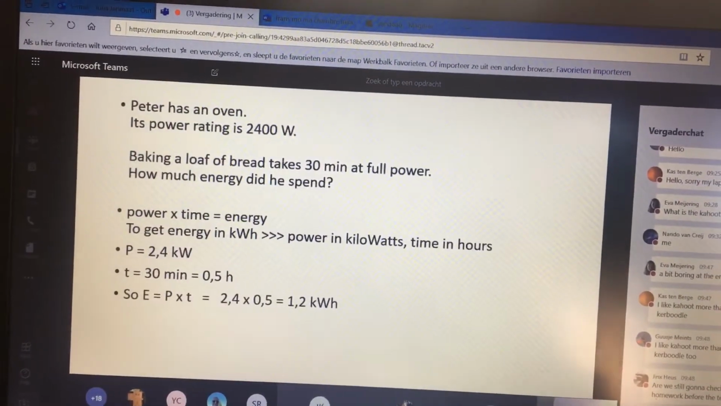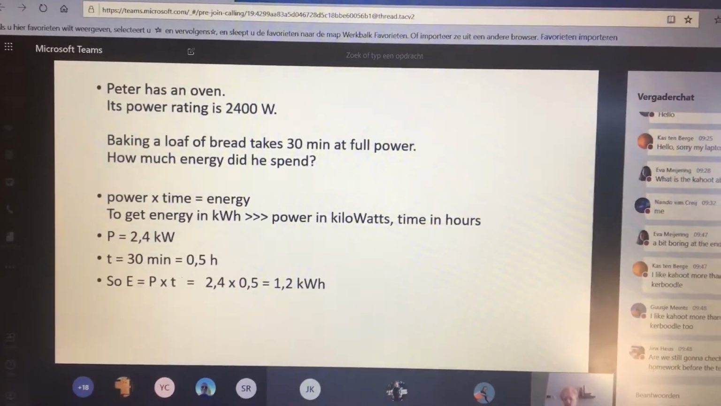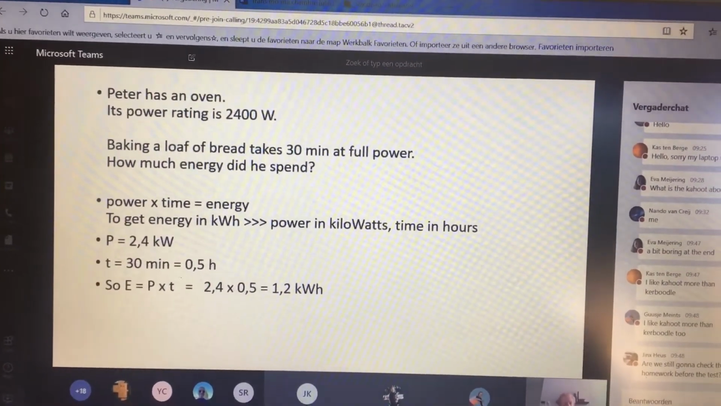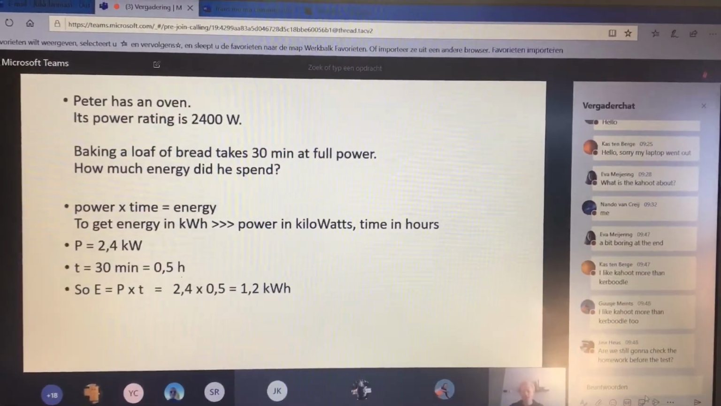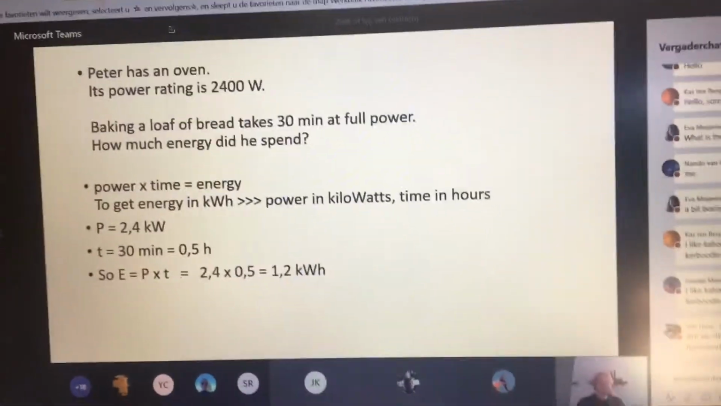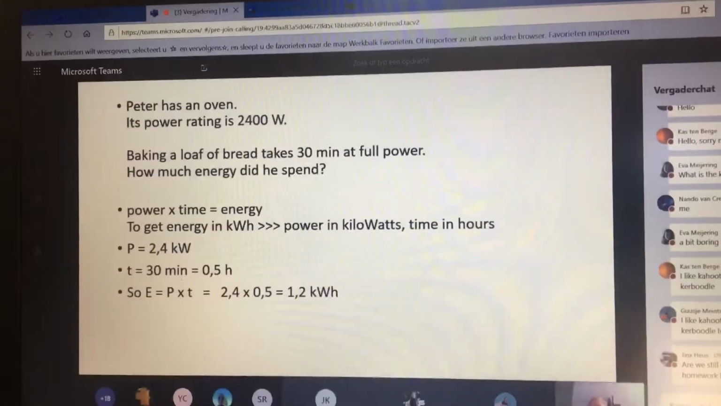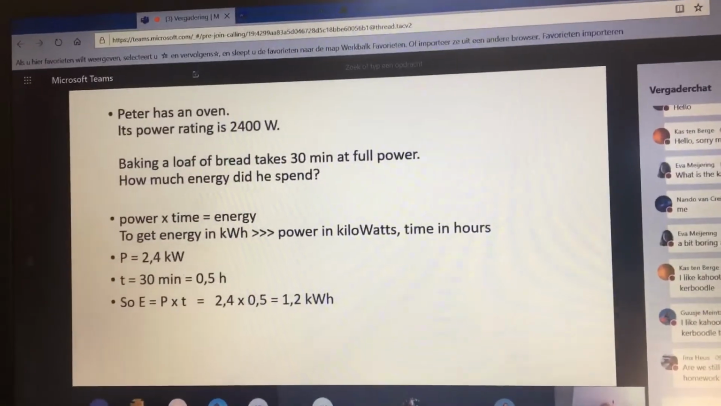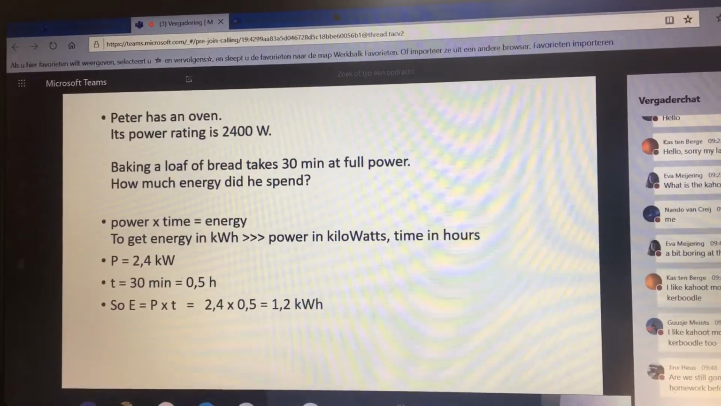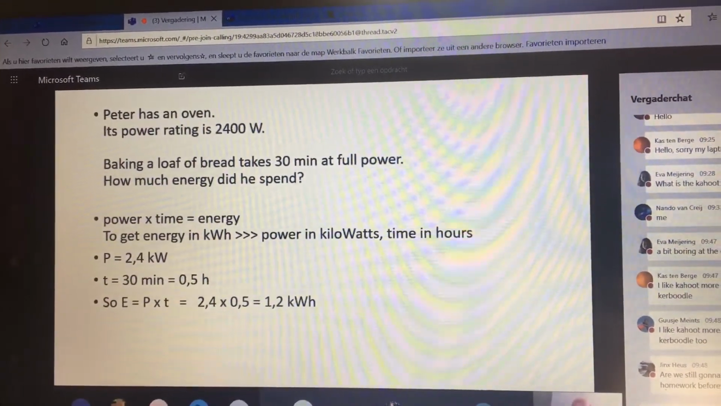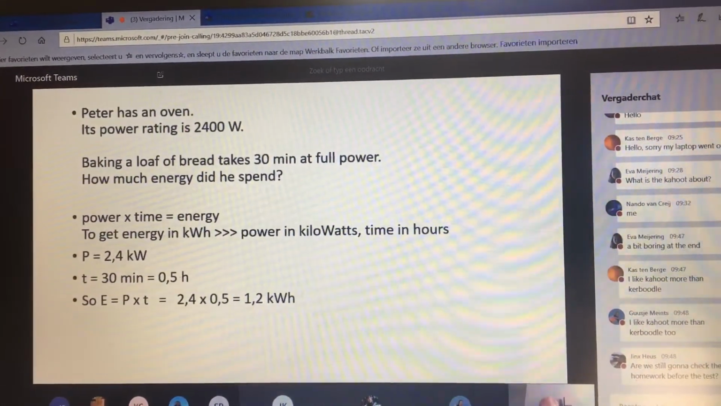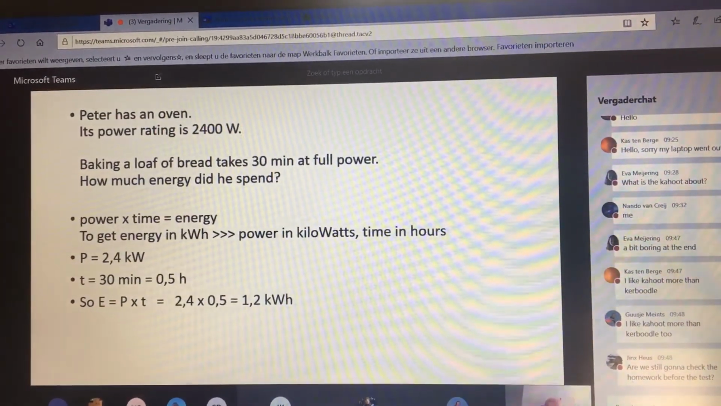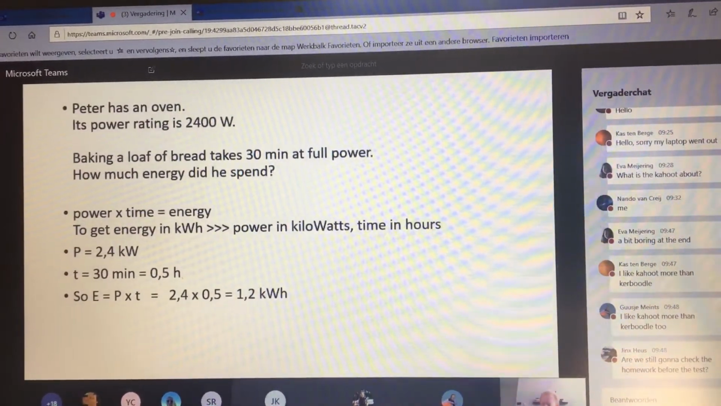Then you put it in the formula. Energy equals power times time. It's 2.4 times 0.5 is 1.2 kilowatt hour. So this number is way smaller. If we go back to the other one, you could tell it was 4,320 kilojoules. And as you can see here, the same energy can also be expressed as 1.2 kilowatt hours.